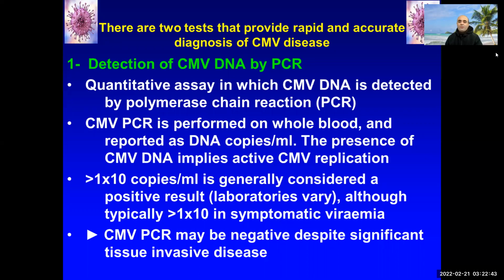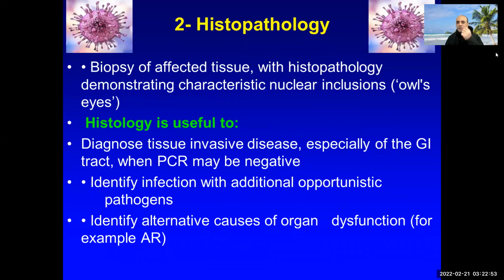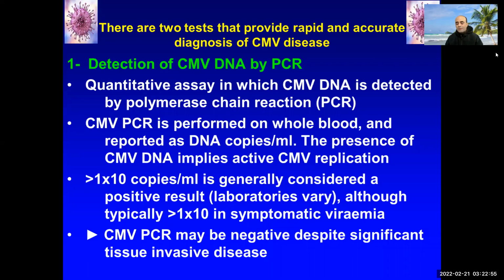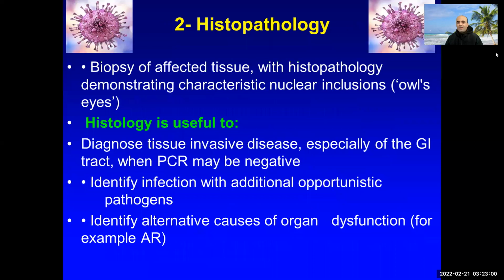There are two tests that provide rapid and accurate diagnosis of CMV: detection of CMV DNA by PCR, which is the most common test, and histopathology. What is your diagnostic test for CMV, either CMV DNA PCR or histopathology? We can diagnose by the eosinophilic inclusions, like owl's eyes, in histopathology.